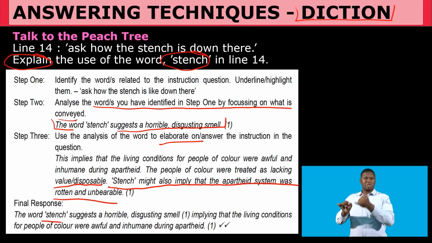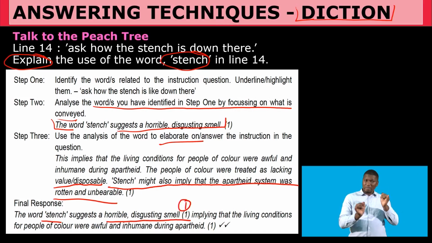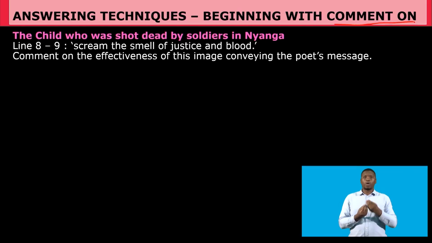The word stench suggests a horrible, disgusting smell. That is our first mark. And then the second one is implying that the living conditions of people of color were awful and inhumane during apartheid. Now, let's look at questions beginning with the words comment on.